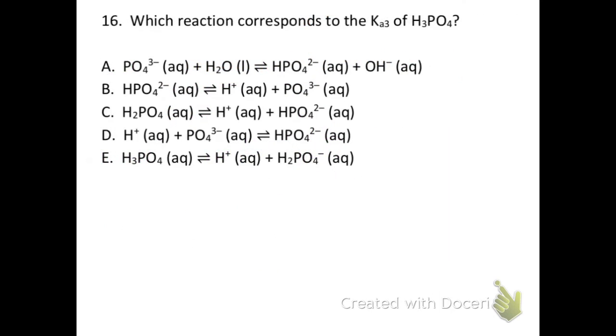This question asks us, what is the reaction that corresponds to the Ka3 of H3PO4? And honestly, I would write out each dissociation here because might as well be careful and make sure that we get the right answer. So Ka1 is going to be the fully protonated acid dissociating into H plus and H2PO4 minus. And I recommend writing in the state of matter here.